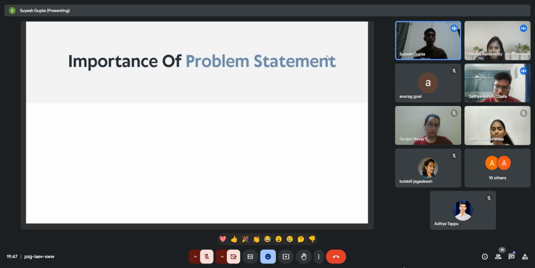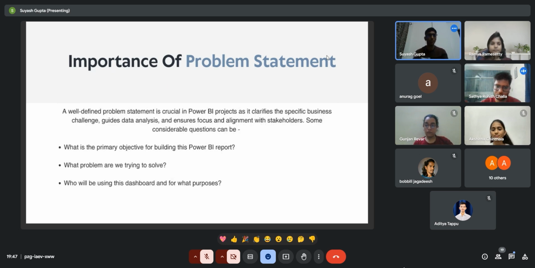Okay, so here's what we have for you. The importance of the problem statement is that it helps us determine the objectives or goals. A well-defined problem statement is crucial for Power BI projects because, as you have already added, it clarifies specific business challenges, guides our data analysis, and ensures focus and alignment with the stakeholders. This is what a problem statement should be. While considering the problem statement, we should ask these questions: what is the primary objective for building this Power BI report?